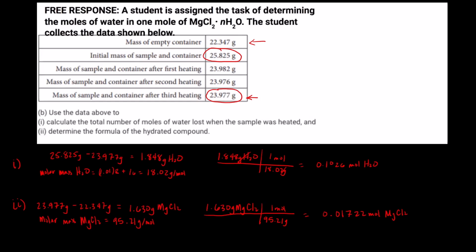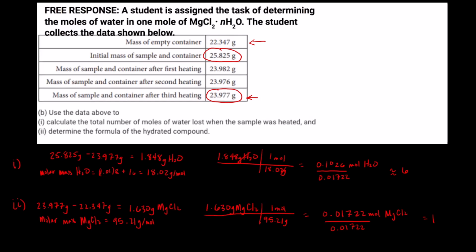So now what we have to do is the ratio, and so we're going to divide by the smallest number of moles, and the smallest number of moles is this MgCl2. So we're going to divide this top by 0.01722 and divide this number by 0.01722, and so we're left with 1 and approximately 6. It's going to be like 5.992 or something like that. That's about 6, so close enough for our purposes.